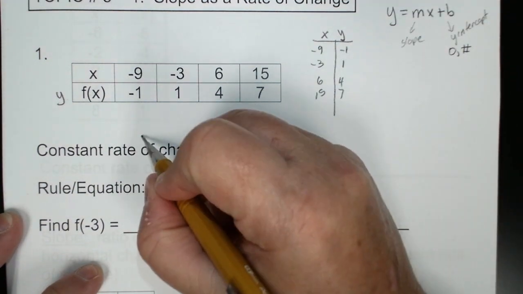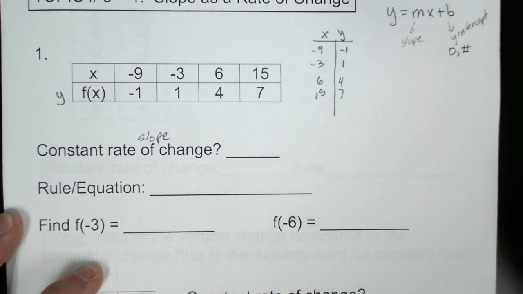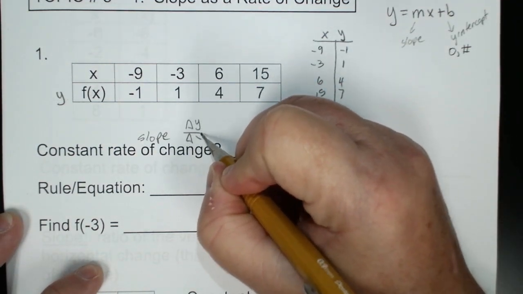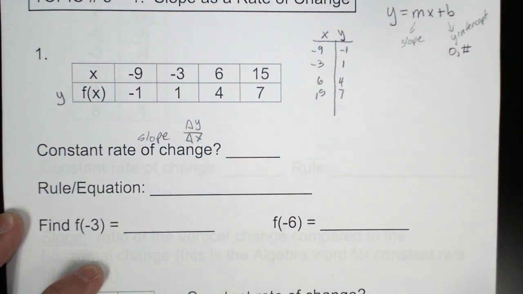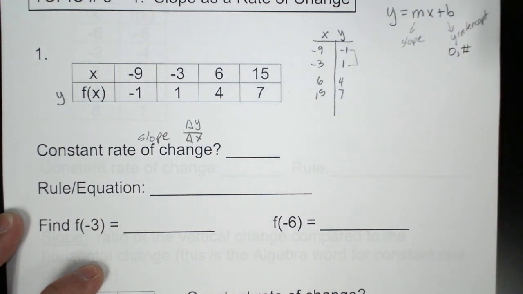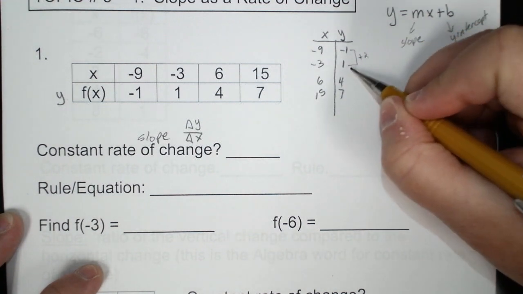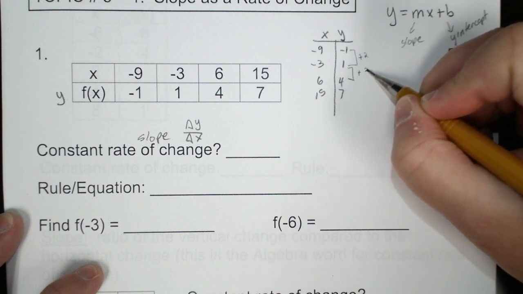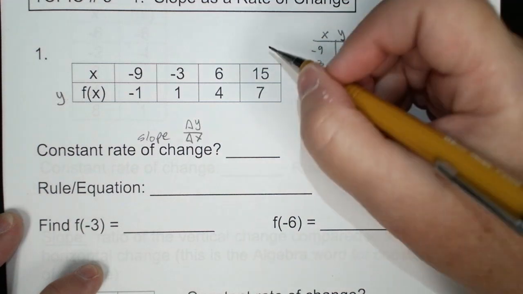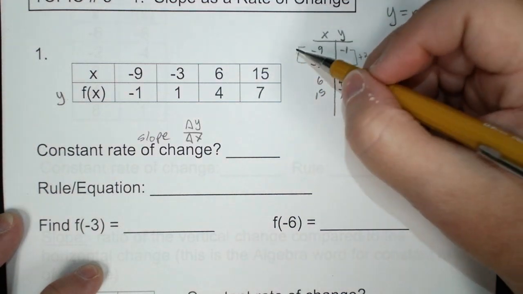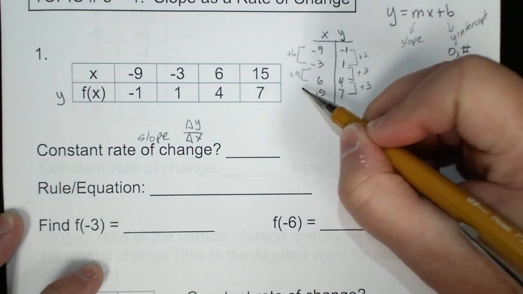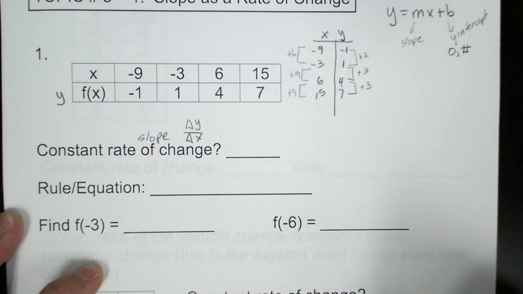So constant rate of change is another name for slope. And slope is the change of y over the change of x. So what I'm going to do is say from here to here is +2, from here to here is +3, from here to here is +3. From here to here is +6, from here to here is +9, and from here to here is +9.